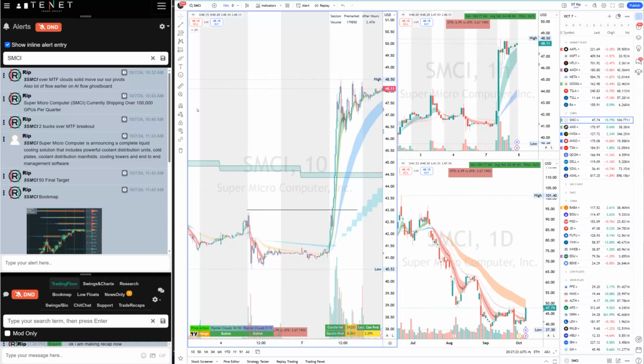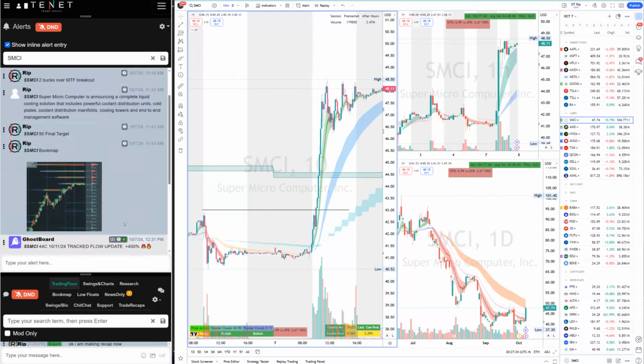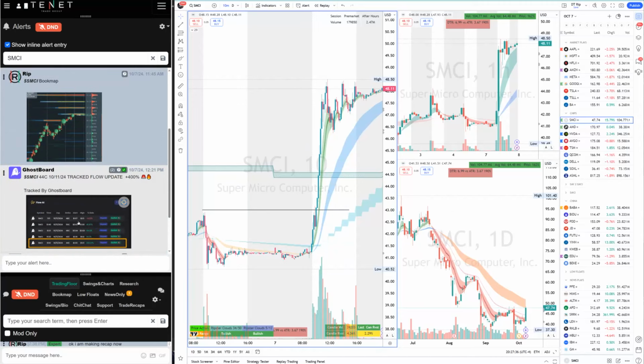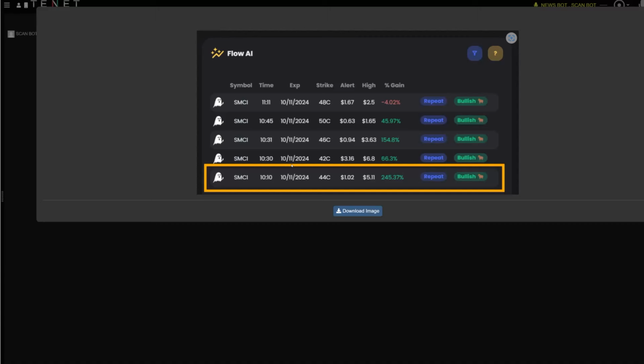I did mention it on the voice channel in the morning while I was busy with other trades. I told everyone that SMCI is pushing, and this is a 10 AM flag, and then the MTF breakout. And there was a lot of flow alerted in the community as well by Ghost Board. You can see that's one of our in-house scanners, and you can also buy his scanner if you want. There was a lot of flow coming right at 10 AM, the flag, and those went up like 300% as well.